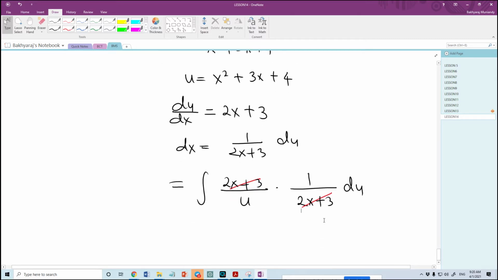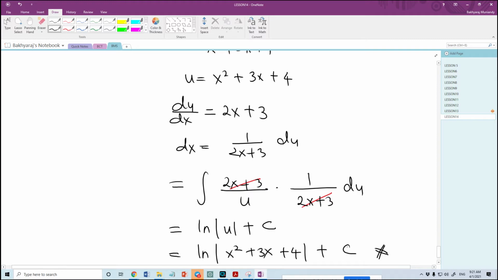Okay, so what's the answer? Will be equal, so since what? Yeah, correct. Log u plus c, because 1 over u, right? 1 over u become log, and then you do substitution back to the original. u is actually x square plus 3x plus 4 plus c. Okay, you substitute back what is u, so u kena substitute balik, so x square plus 3x plus 4.